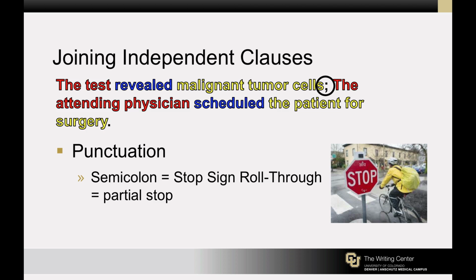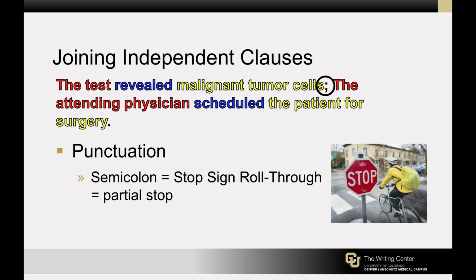For example, the test revealed malignant tumor cells; the attending physician scheduled the patient for surgery. The semicolon asks your reader to tap on the brakes, to notice that there is a separation between the sentences, but to ultimately roll on through to the next closely related idea. Again, this creates a different tempo for our readers. They move from independent clause to independent clause more smoothly and quickly than with a period.